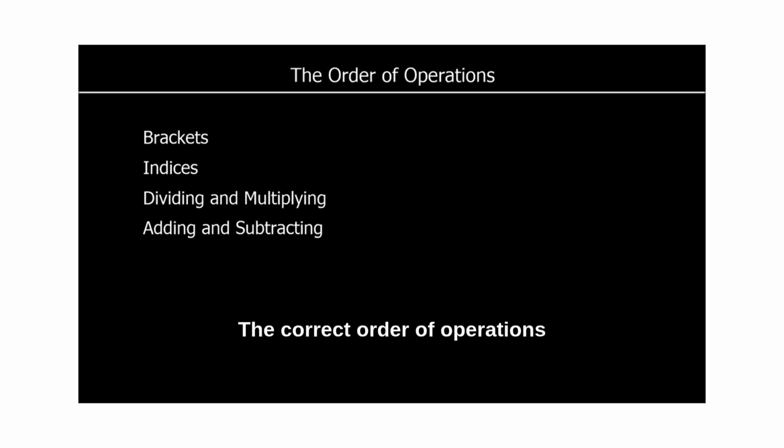The correct order of operations is, firstly we do brackets, then we do indices or powers, then we do dividing and multiplying. Dividing and multiplying is on the same line, so we can just do that from left to right. And adding and subtracting again, that's on the same line, so we do that at the same time.